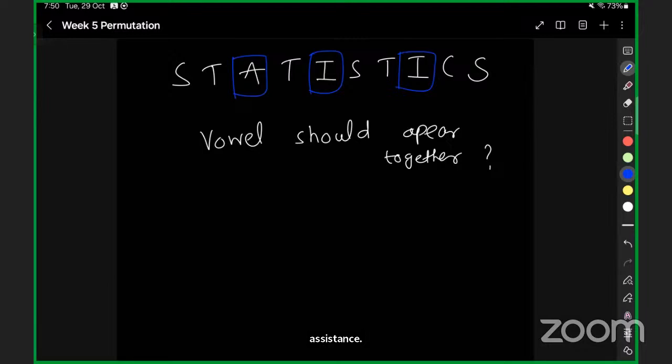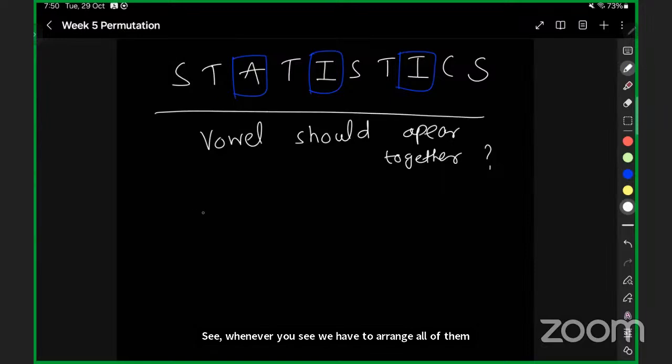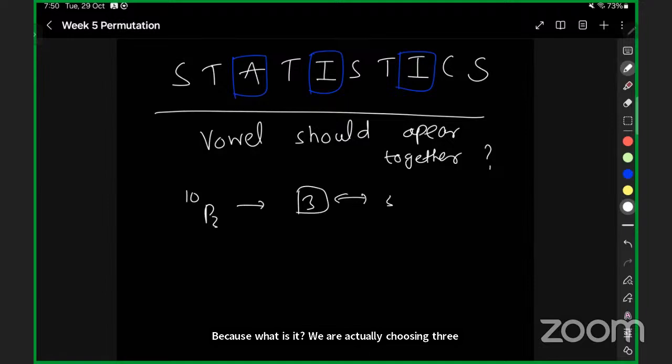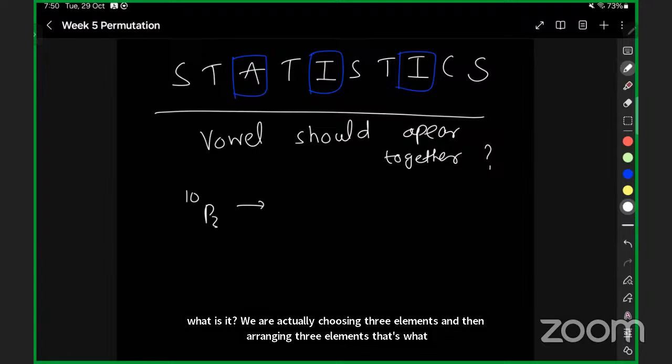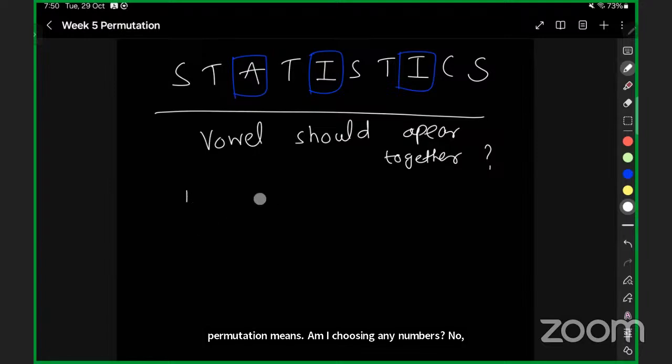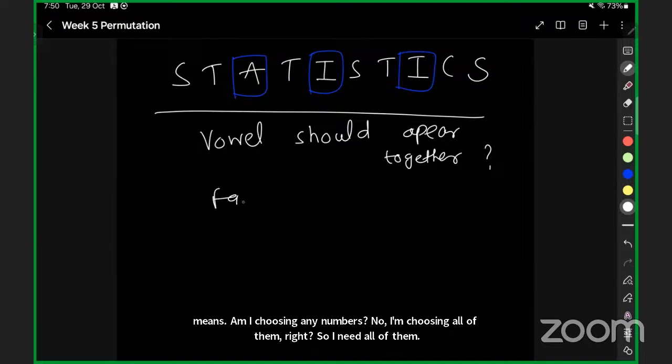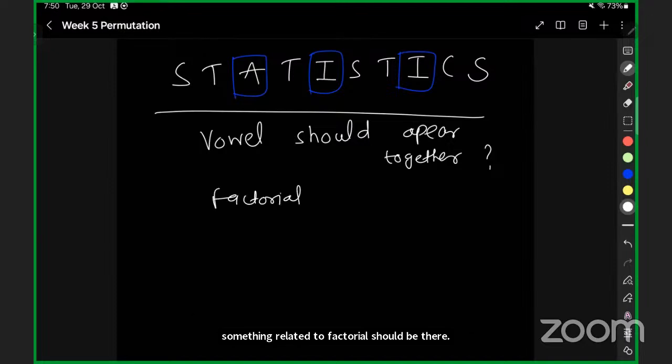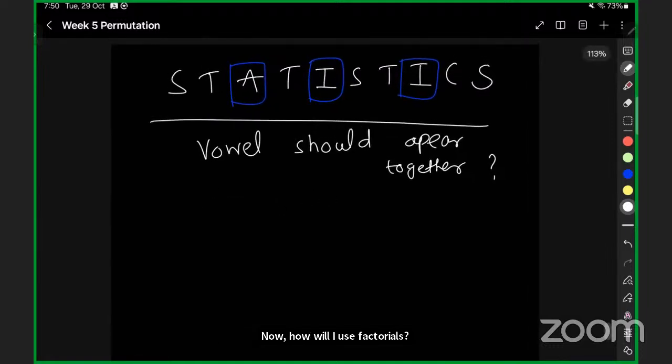Like we can say 10P3. No. See, why will P3 not come? Whenever we have to arrange all of them, you should not use the permutation formula. Why? Because you are actually choosing 3 elements and then arranging 3 elements. That's what permutation means. Am I choosing any numbers? No, I'm choosing all of them. So something related to factorial should be there. Just factorial will be required, nothing else.